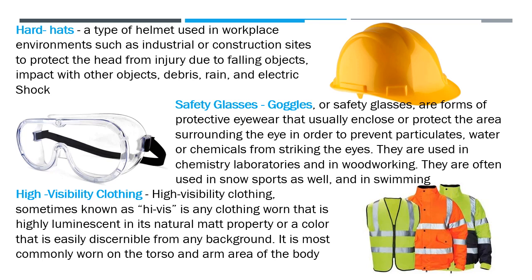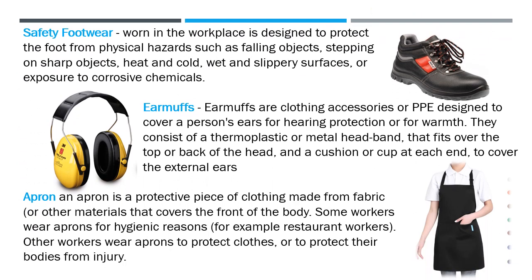High visibility clothing. High visibility clothing, sometimes known as high-vis, is any clothing worn that is highly luminescent in its natural matte property or a color that is easily discernible from any background. It is most commonly worn on the torso and arm area of the body. Safety footwear, worn in the workplace, is designed to protect the foot from physical hazards, such as falling objects, stepping on sharp objects, heat and cold, wet and slippery surfaces, or exposure to corrosive chemicals.